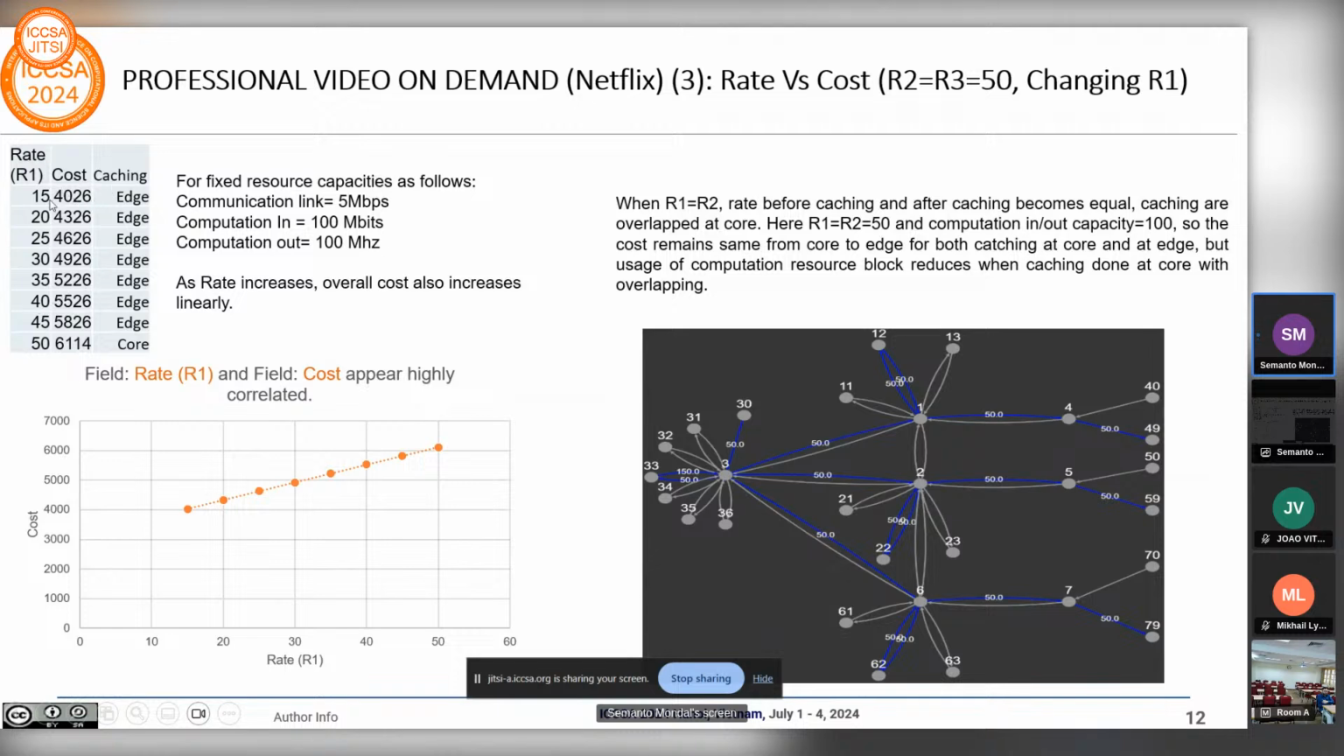So we see that from 15 to 45, the caching is always happening at the edge. But when R1 becomes equal to R2, that is 50, the caching is overlapped and happens at the core. So from this, we can conclude that if there is a sufficient amount of capacity of the resource block, like the communication resource block, there is a high tendency that the caching will always happen near the source. But the constraint is that there should be a sufficient amount of capacity.